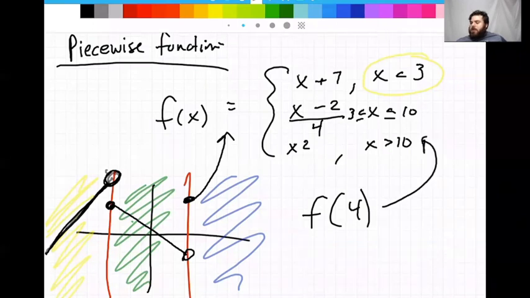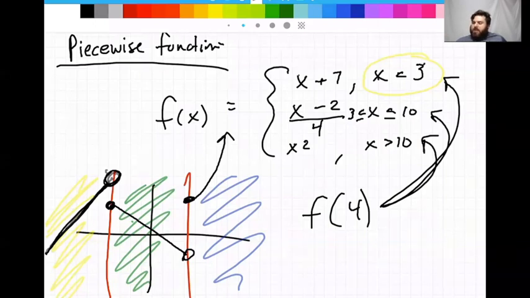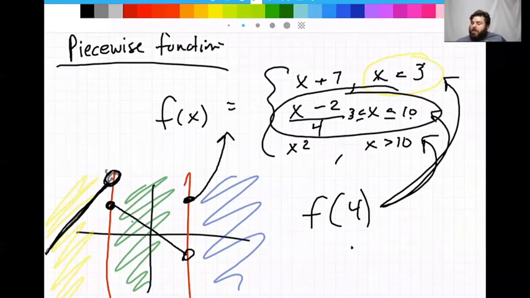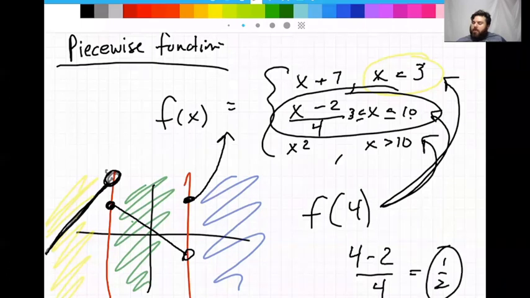Well, which of these 3 partitions, right, if we break it up into these 3 pieces, does f of 4 fit into? Well, is it x less than 3? No. Is it between 3 and 10? Yes, which means we plug it into here. So we do 4 minus 2 over 4, we get 1/2. Okay, so that's basically what a piecewise function is.